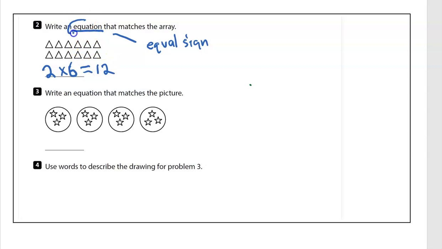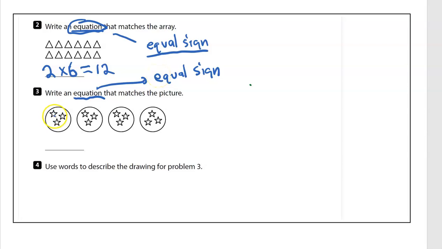Again, it said equation, and that's really important. An equation must have an equal sign. Write an equation. Oops, there's again. An equation must have a what? I hope you said equal sign. It's really important to learn that. An equation must have an equal sign that matches the picture.